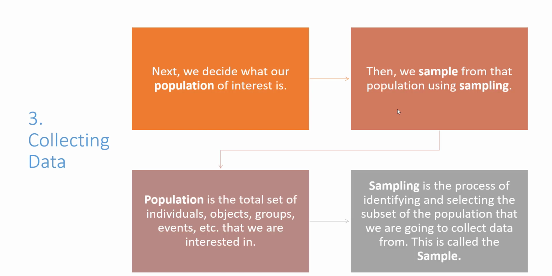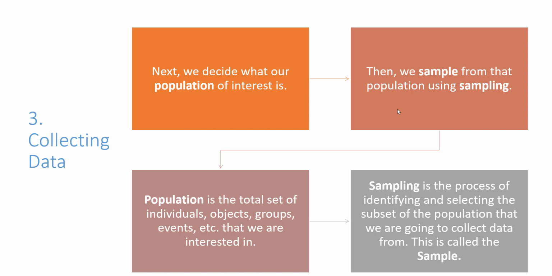So our next step is to actually go out and collect that data. Again, the first thing we need to do here is decide what our population of interest is. So this is the overall group that we are interested in getting information about. The next step then is to sample from that population using sampling. And what this means is taking a smaller portion of that population and using that to represent the overall population.